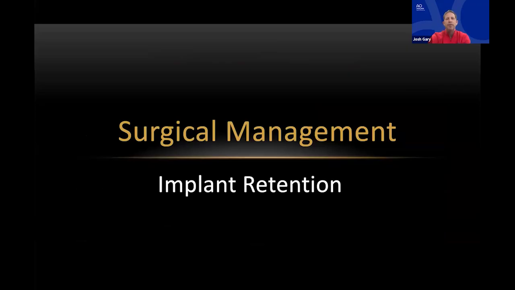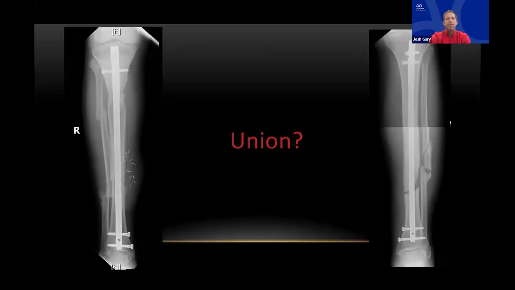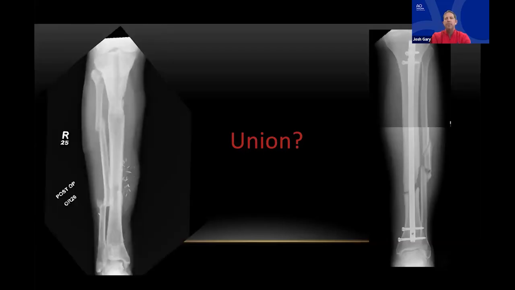Surgical management. Let's talk about implant retention. So we have a fracture related infection. Question one, on the left, yes, we've got an infected nail, but we've got a united fracture. Question two, on the right, we've got an infection with a nail, but it's not united. I think the answer is pretty simple on the left. The implant's done the work it needed to do to get the fracture to heal. We still have infection, so we need to remove that implant.